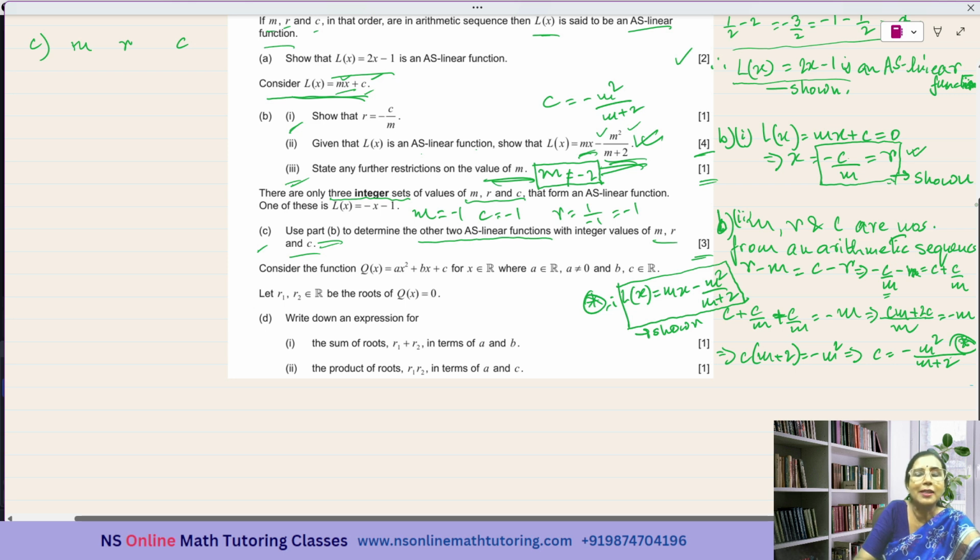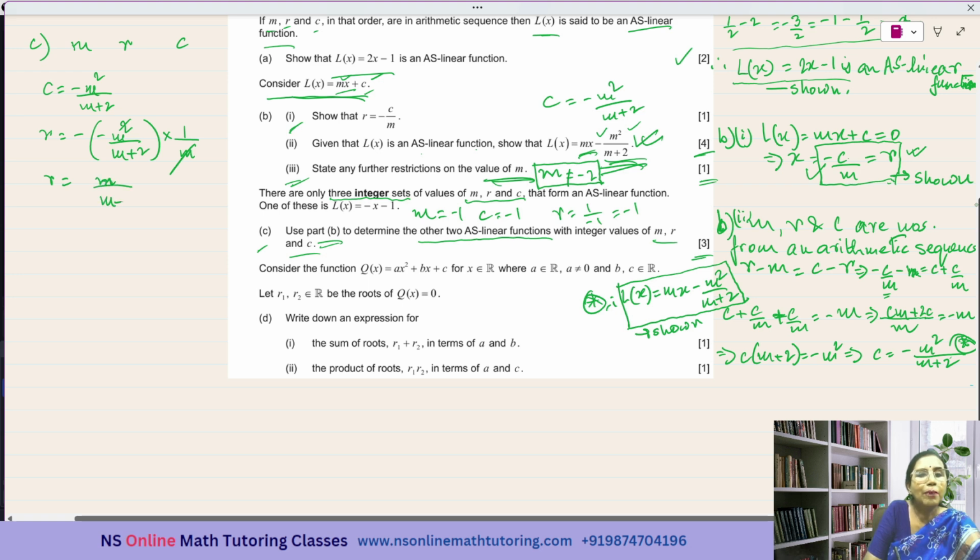Okay, first of all, let me write the c's expression. So c is equal to negative m square over m plus 2. That we have found. So what was r? r was equal to negative c over m. So r is equal to negative, in place of c I am writing negative m square over m plus 2, and over m, so it is multiplied by 1 over m. So these two will get cancelled, and negative times negative is positive, so r is m over m plus 2.